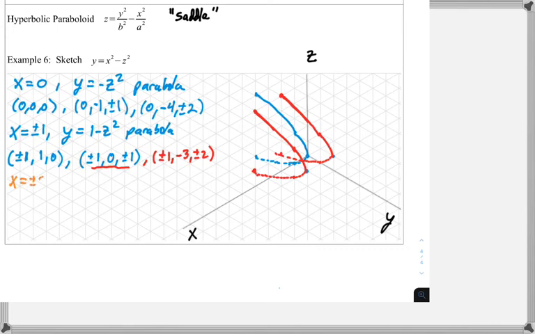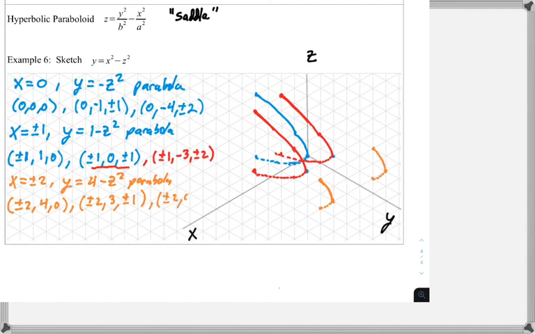And we can do one more, or two more actually. X is equal to plus or minus 2. So then we have y is equal to 4 minus z squared. That's also going to be a parabola. So we have plus minus 2, 4, 0 as points. Plus minus 2, 3, and plus minus 1. Okay, so another part of your saddle. And then we'll do one more. Plus minus 2, 0, and plus minus 2. Okay. So the more I put on there, the harder it's going to be to see the saddle. But let's keep going.